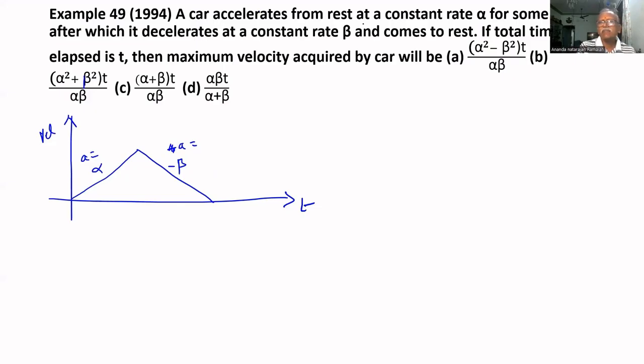A car accelerates from rest at a constant rate alpha for some time, after which it decelerates at a constant rate beta and comes to rest. Here v equals 0. If the total time is t seconds, then the maximum velocity acquired by the car will be, here the velocity is asked.